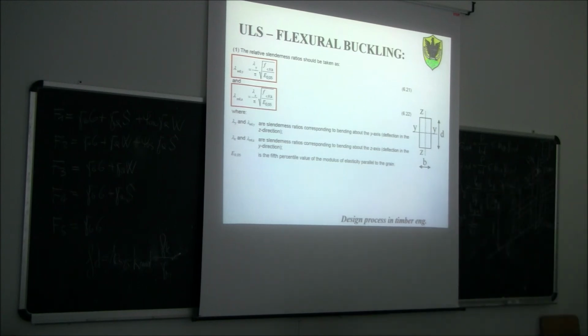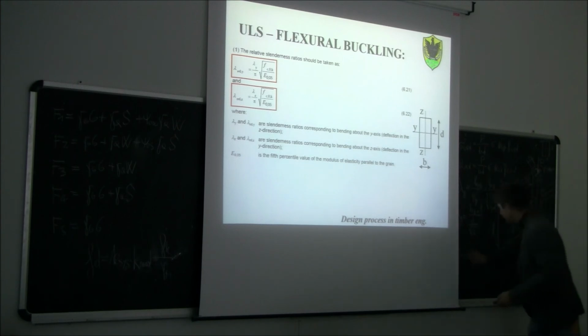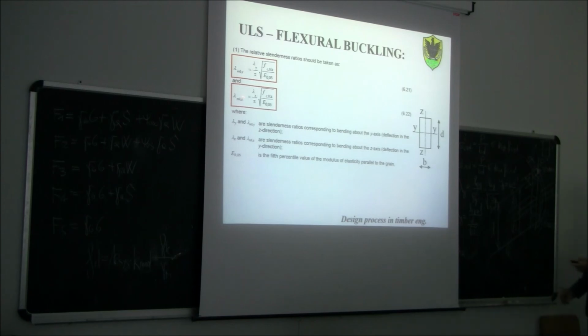In the other way, now we're going to write lambda z. Lambda z is what we need to calculate, with Lz and the other k, which is kcz. Now we're talking about buckling around z.